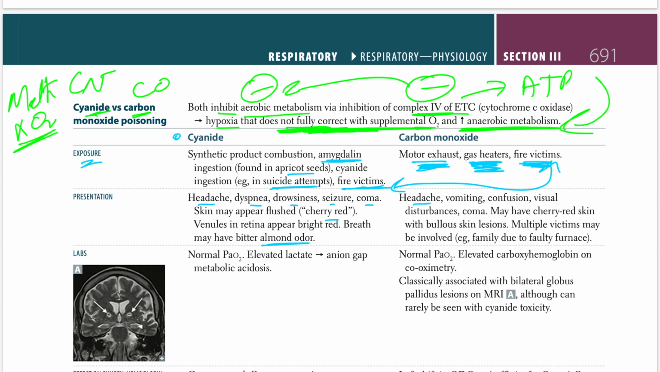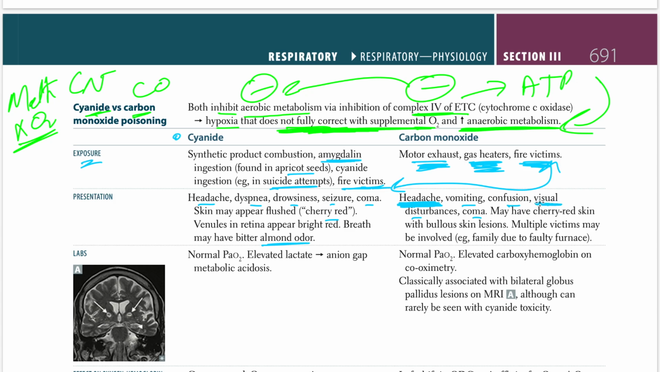Here also you're going to have headache, vomiting, confusion, visual disturbances, and coma. But what is the question? One of the questions is, what is the first feature that would arise in carbon monoxide poisoning? That is headache. The very first feature or the initial feature of carbon monoxide is extreme headache. Other than that, you just have visual disturbances as another hallmark.